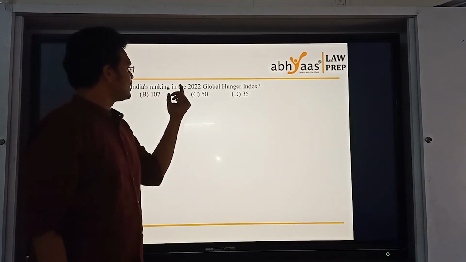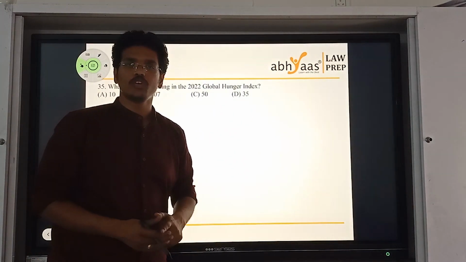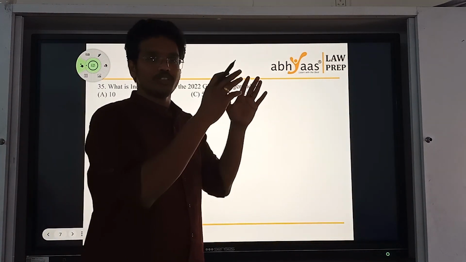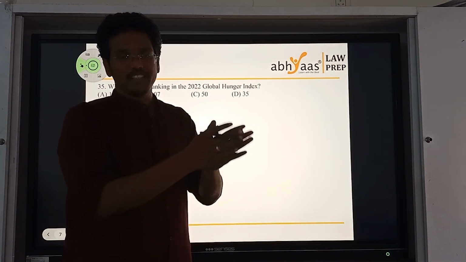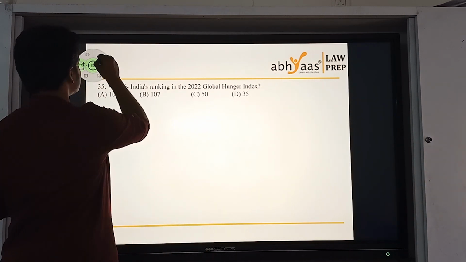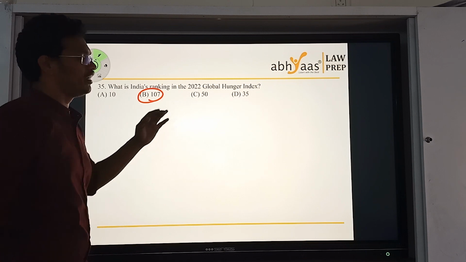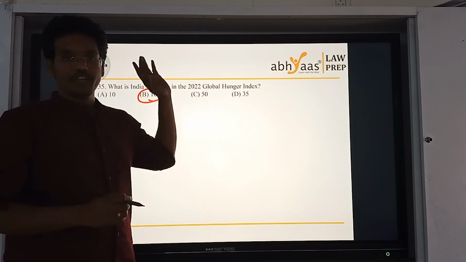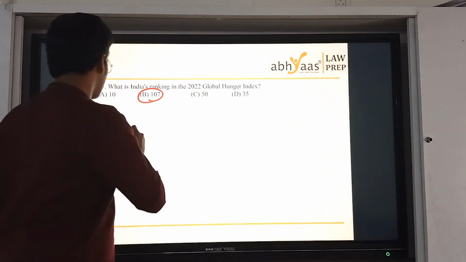What is India's ranking in the 2022 Global Hunger Index? This is the report which was released recently, some 2 months back. So it is a direct question. 107 is the answer. The rank of India in the 2022 Global Hunger Index is 107.